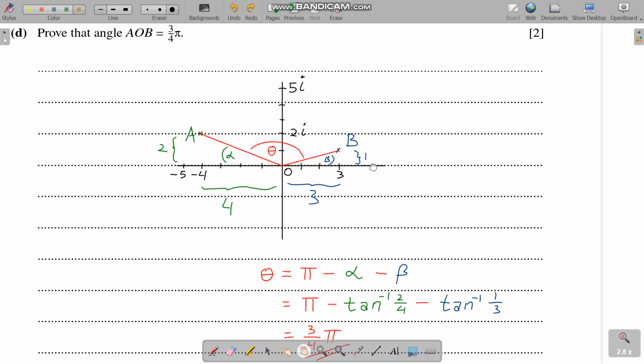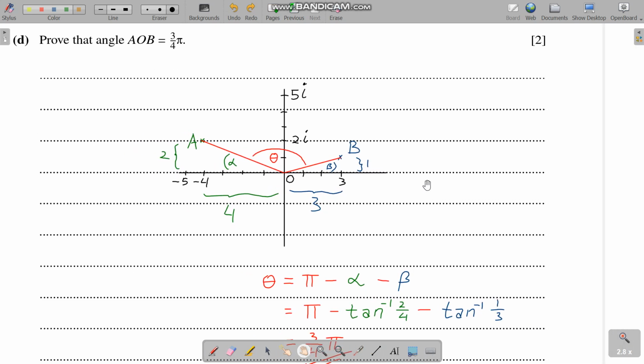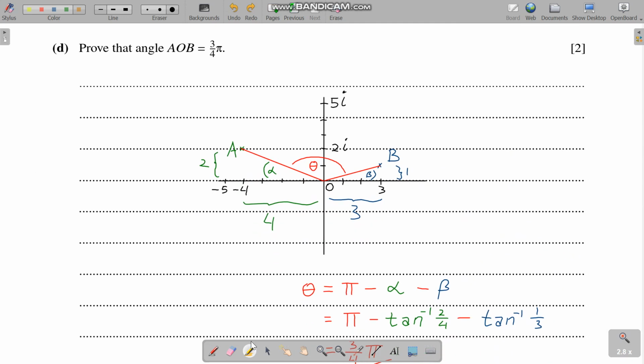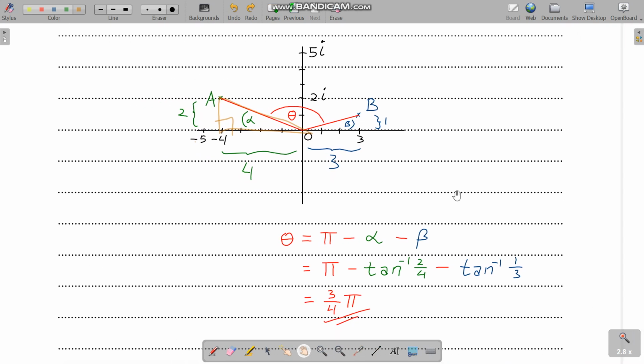Okay, part D. Prove that the angle AOB is 3 over 4 pi. Previously we know A, and we know B. To find the angle AOB, we can just do pi radians minus alpha minus beta, and to find alpha and beta we can use inverse tangent. Tangent alpha would be, this is a right angle triangle, opposite over adjacent, so inverse tangent of 2 over 4, and for beta, inverse tangent of 1 over 3, and then use a calculator. You should get what we need to prove. Alright, I'll see you again next time.